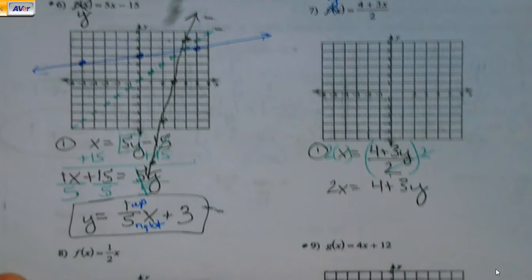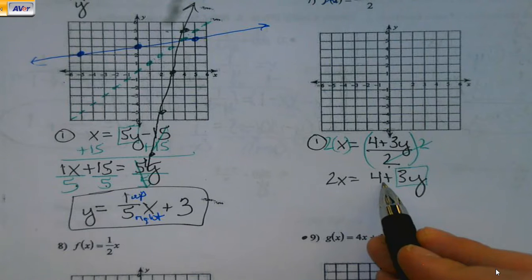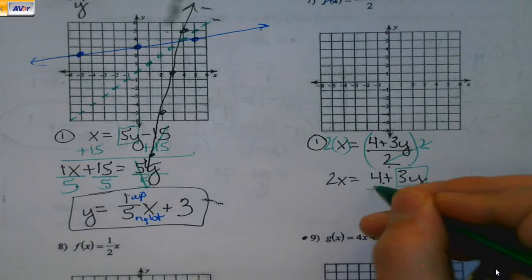And now I just keep telling myself, okay, get y alone. I'm adding 4 to it. Got to do the opposite.